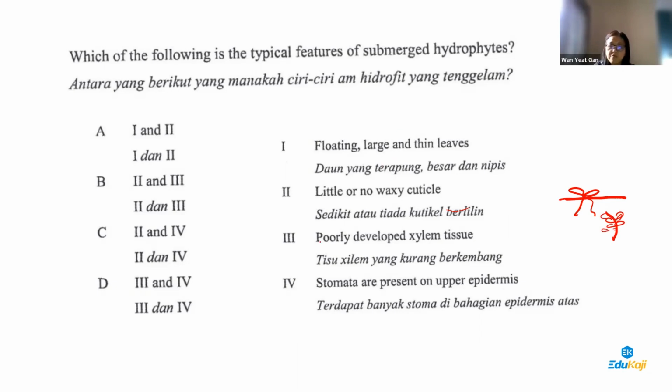So plants that are fully submerged under the water have little or no waxy cuticle, because they don't have stomata, and they have poorly developed xylem tissue because gases can diffuse easily into the cell because of the thinness of the leaf. The leaves are very thin, and there are numerous leaves which will increase the total surface area. So the xylem is not fully developed. So the answer is 2 and 3, which is B.